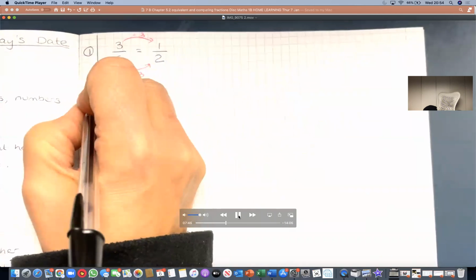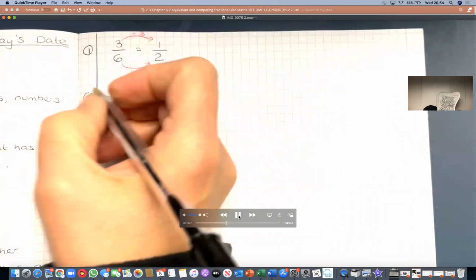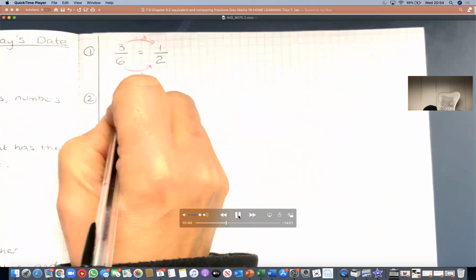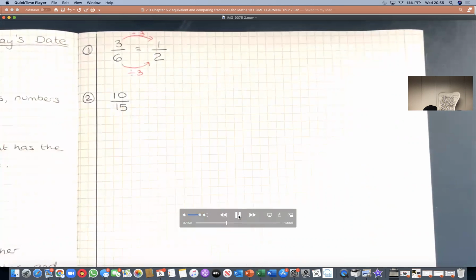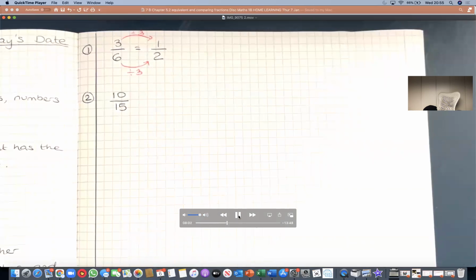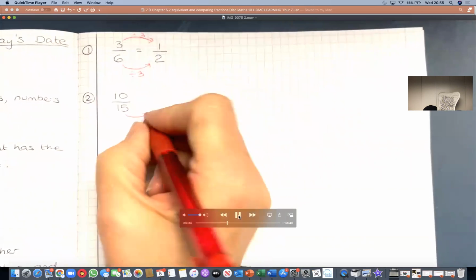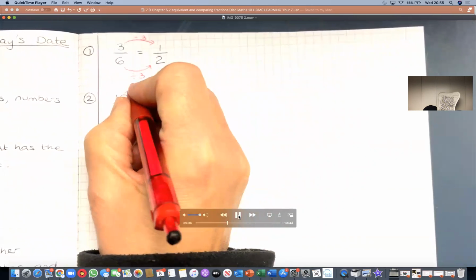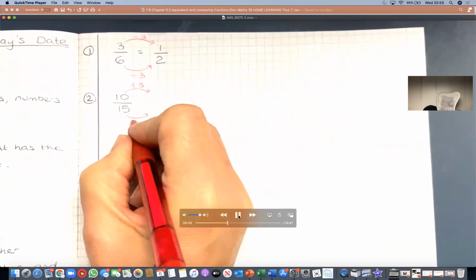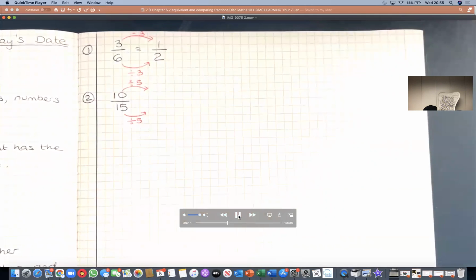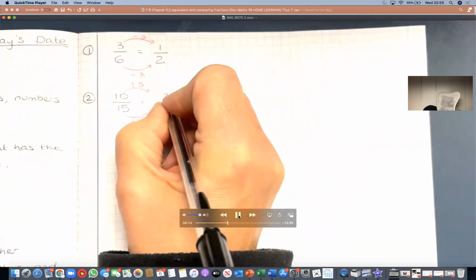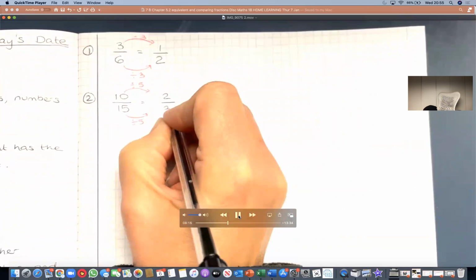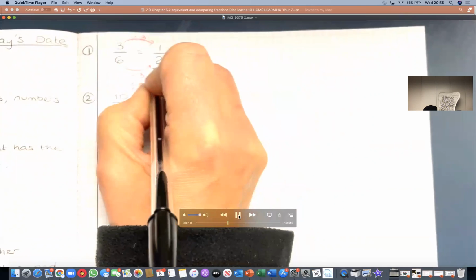Let's try another one. I start with 10 over 15 as my fraction. Again, I know that both of those numbers are in the 5 times table, so I can simplify them by dividing by 5. 10 divided by 5 gives me 2. 15 divided by 5 gives me 3.